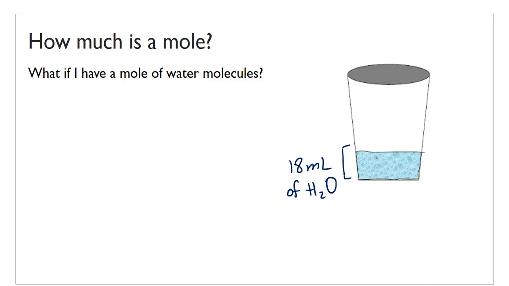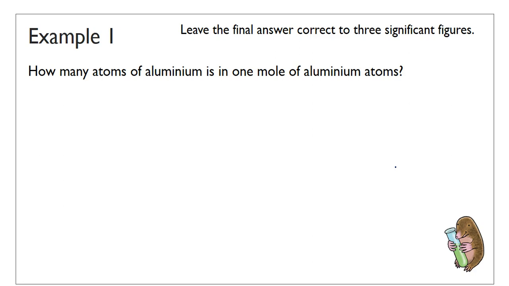Okay, so that's essentially the reason why we need to use a number that big: the things we're dealing with in chemistry, atoms and molecules, are so small that you need that much in order to even see it. There is another specific reason why we settle with that number, and I'll talk about that in the next video, not this one. What we need to be able to do is convert between the number of moles and the number of atoms, molecules or particles. I'm going to start with this example, and for all questions today, we're going to leave our final answer correct to 3 significant figures.